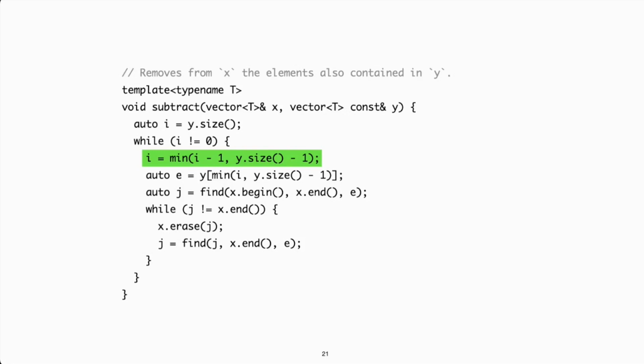So if X and Y are different vectors, this line will decrement I every time. If they are the same, they will assign I to the last element of the second array. Well, this works. Sadly, it looks not as good as before, right? This code is getting complex, but at least it's not buggy anymore, so you can close the issue.